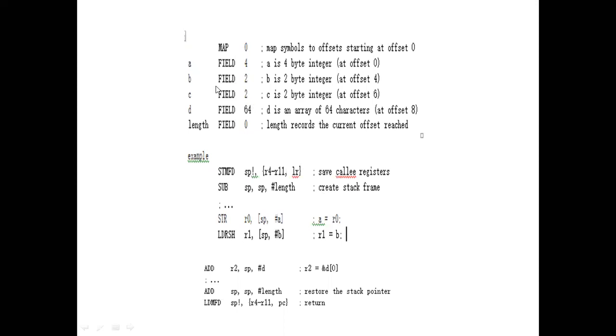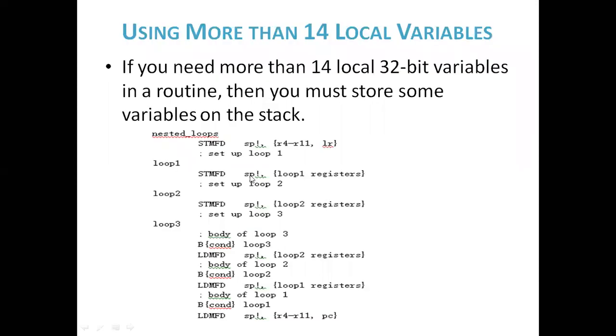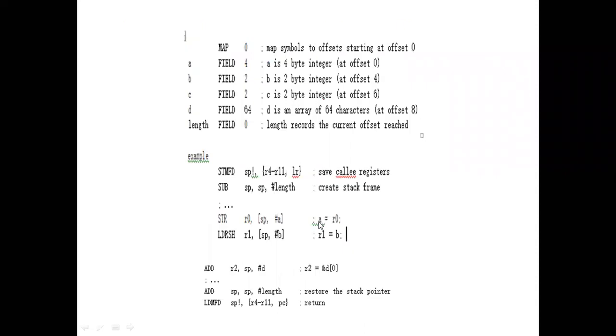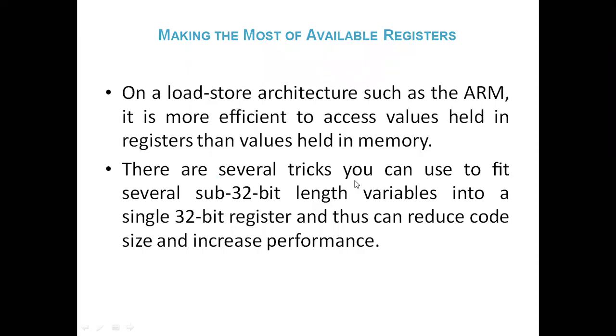So in that way, instead of loading a single character, we are storing only a 32-bit value on the top of the stack. Instead of doing that, you are storing multiples of that, right? That is what you call a stack frame. And how do we make the best use of the available registers?